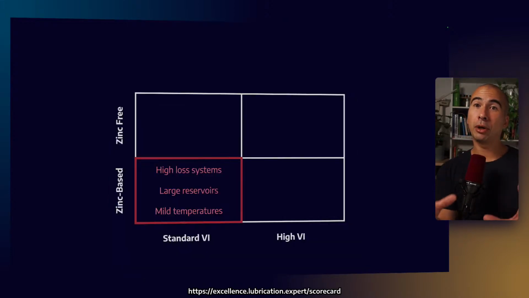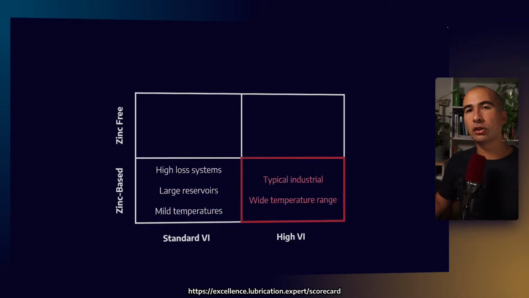So in this bottom left-hand corner, if you are seeing high loss systems, or if you have a system with mild temperatures and a very large reservoir, you might go with a very standard VI zinc-based product. The higher viscosity index is very typical for a lot of industrial hydraulics, where you want that increased hydraulic efficiency that comes with a high VI.